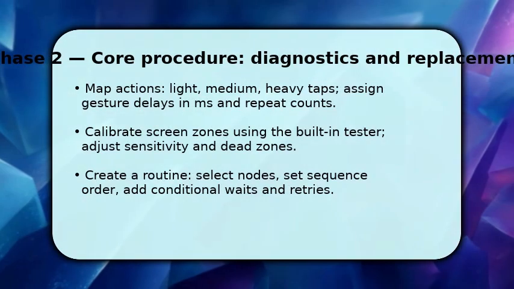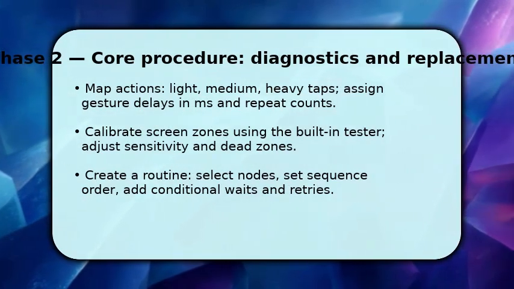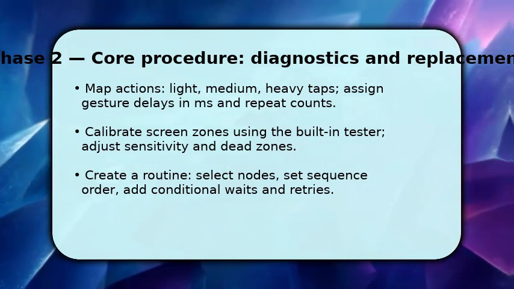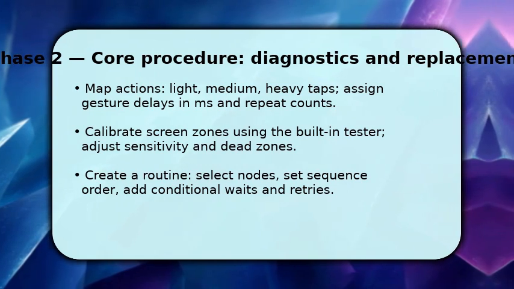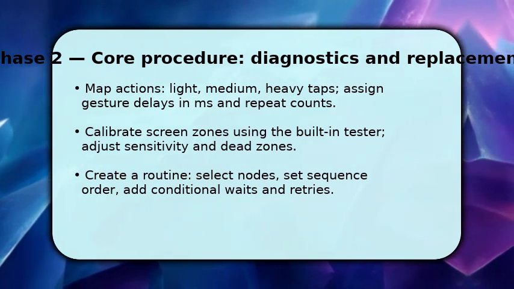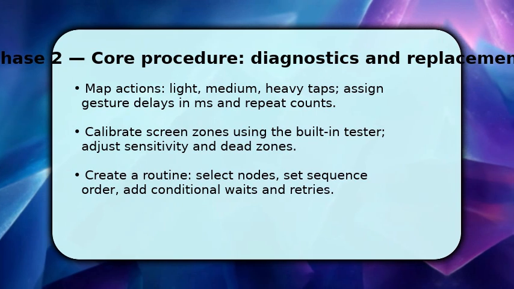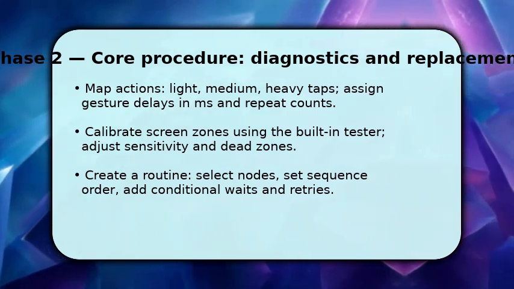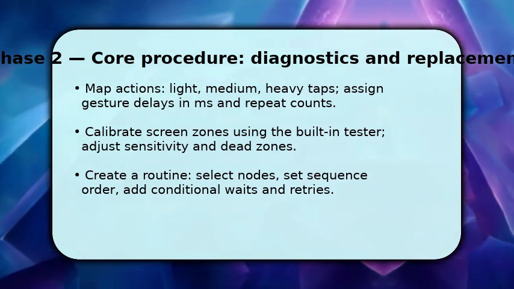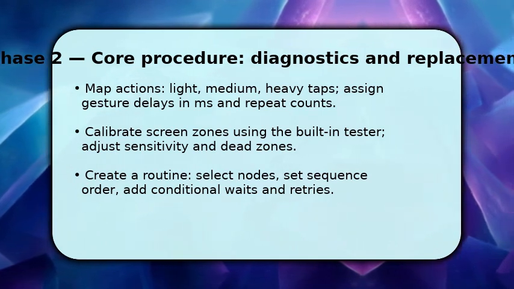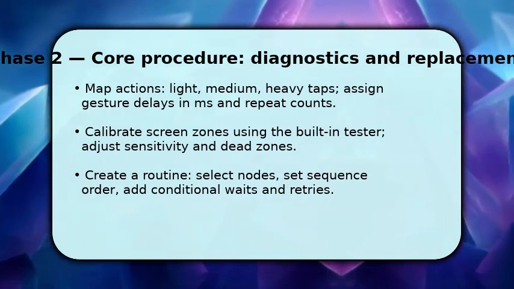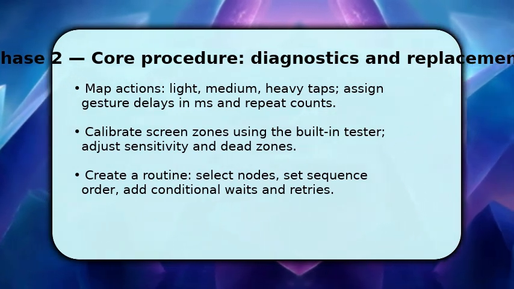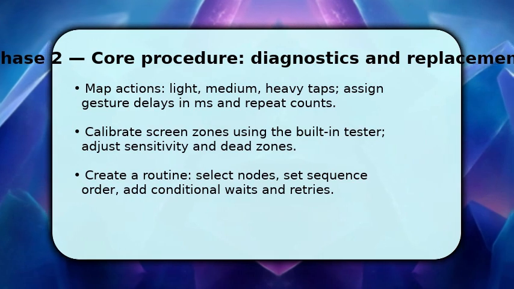Now you configure the core routine. Map light, medium, and heavy taps to precise screen coordinates, and assign gesture delays in milliseconds so timings match the game's input window. Calibrate the screen zones with the tester. Adjust sensitivity and dead zones to avoid misfires. Once calibrated, build a routine, select nodes, order them, and add conditional waits and retries to handle animations or lag. You do this to ensure consistency because small timing errors cause failed combos and wasted energy.